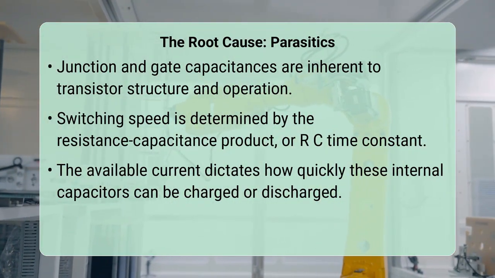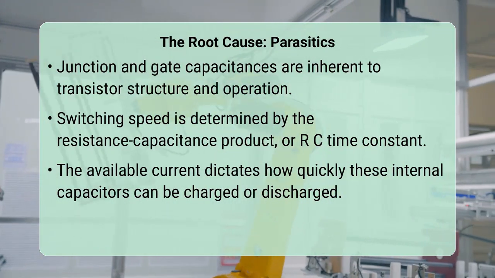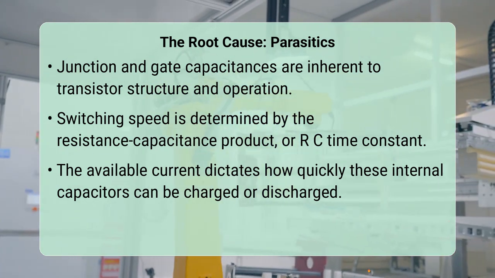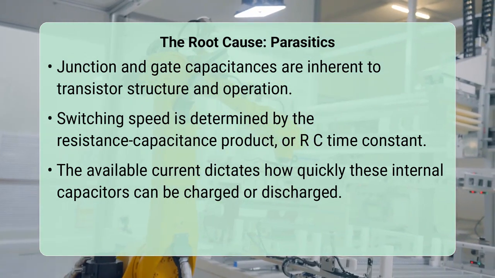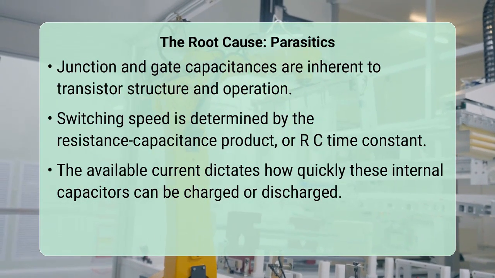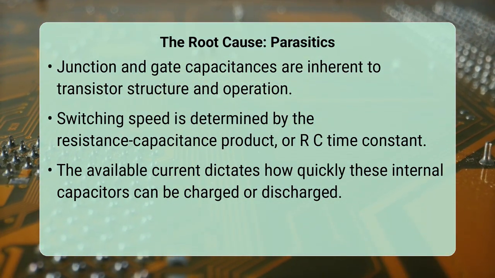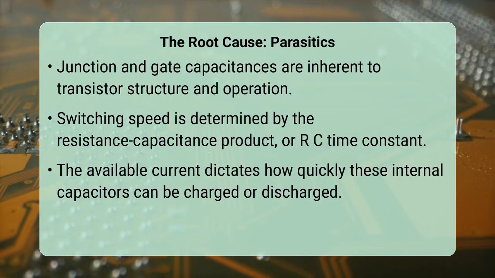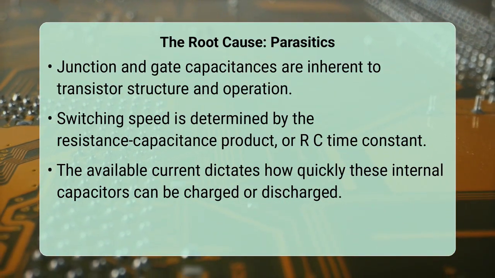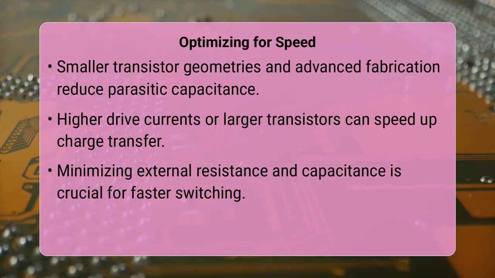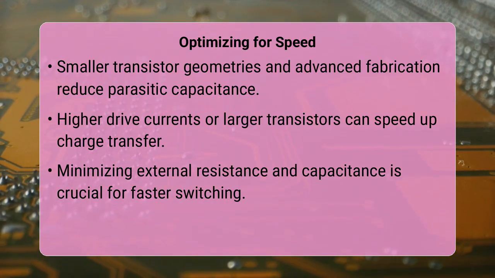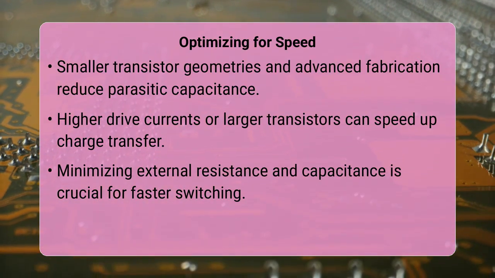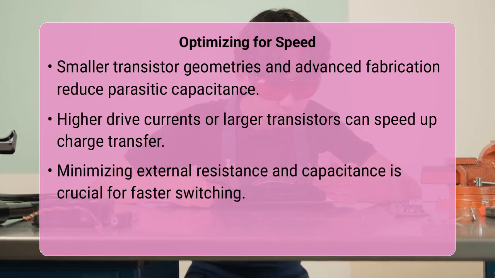Several factors influence these critical time constants. The internal geometry of the transistor plays a huge role. Smaller transistors generally have lower parasitic capacitances. The voltage levels and the amount of current available to charge or discharge these capacitances also dictate speed. A stronger drive current can charge or discharge the capacitances more quickly.